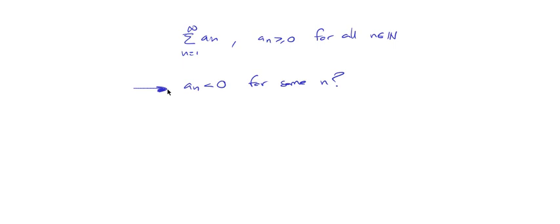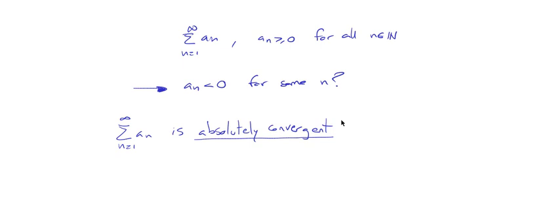But we can distinguish these series in two groups depending on if they're absolutely convergent or not. So what is it to be absolutely convergent? Well, we say this series, a sub n, is absolutely convergent if the series of the absolute value of the terms of the sequence is convergent.